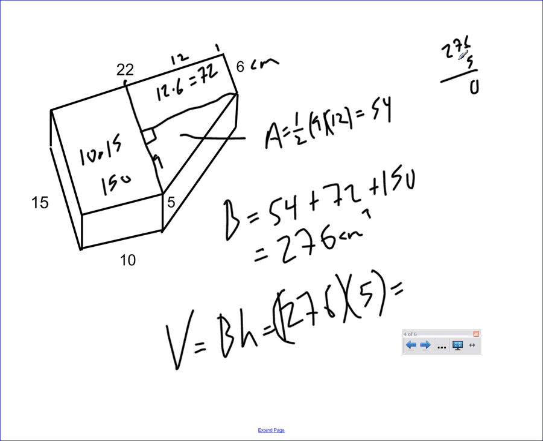5 times 6 is 30. Let's carry the 3. 7 times 5 is 35, 38. 3 there. 5 times 2 is 10, 13. So this turns out to be 1,380. And since we're talking about centimeters, it's going to be cubic centimeters. And we're talking volume, we're talking about 3 dimensions, so our unit should be in the 3rd dimension as well. Okay? So that's how we do that one.